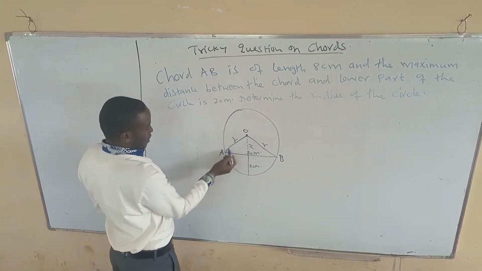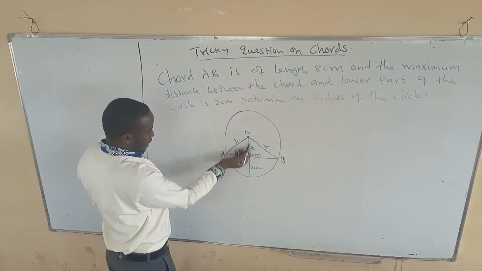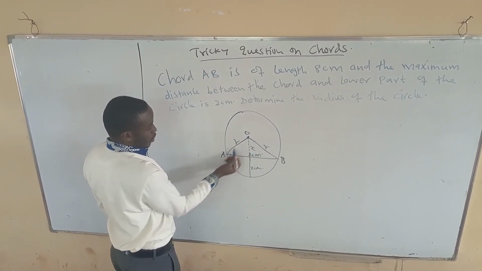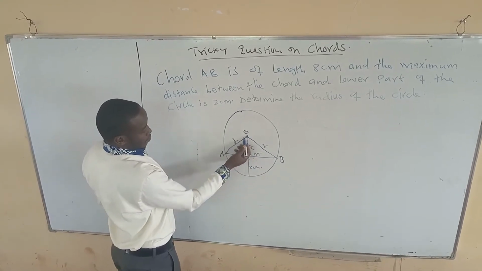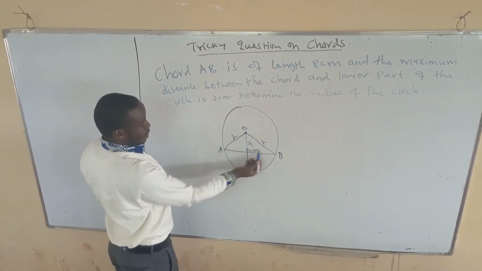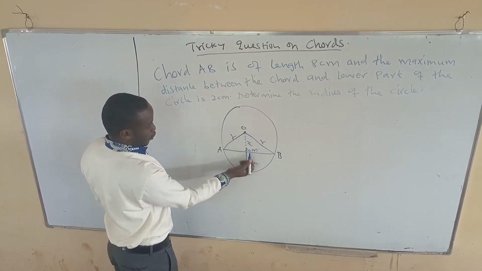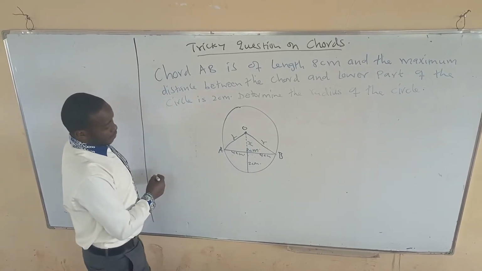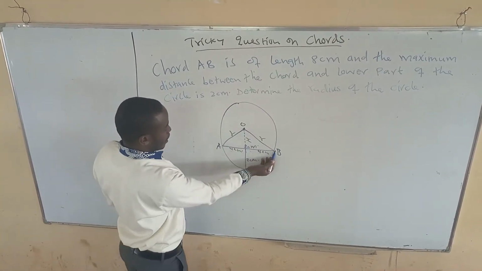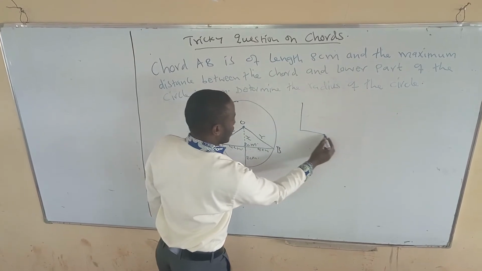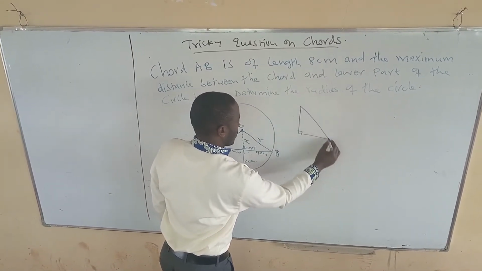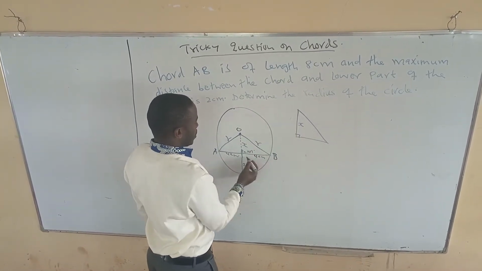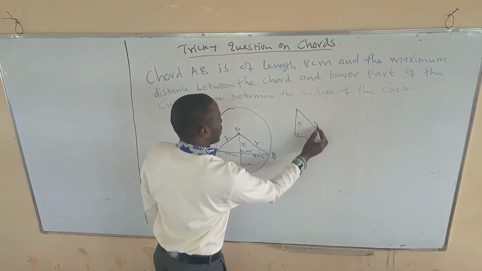Remember, if this is the radius and this is the radius, x bisects this triangle, that is triangle AOB. This becomes radius, so this is an isosceles triangle. So this is a perpendicular bisector, and therefore we shall have 4 centimeters here and 4 centimeters here. If we extract a triangle here, that is a right angle triangle, we shall be having x here, and we shall also be having 4 centimeters here, and we shall be having r.